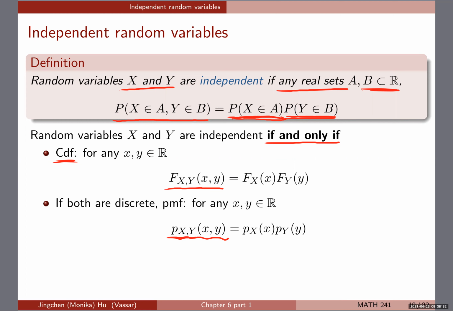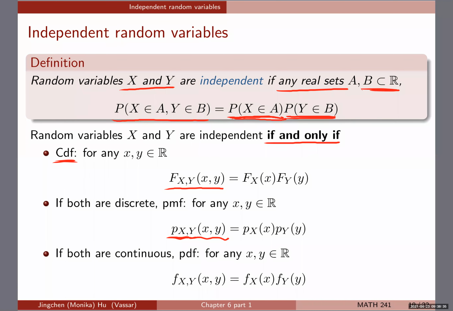The last one is if both are continuous, you can work out the joint PDF. If the joint PDF can be written as the product of the marginal PDFs, then you know that they're independent, and also if they are independent, then you have this as a fact. Notice that we didn't illustrate a case of one continuous and one discrete, and you can always go back to the CDF for that kind of case. All right, so those are definitions as well as results that you can use.